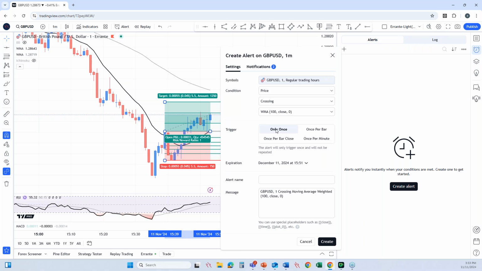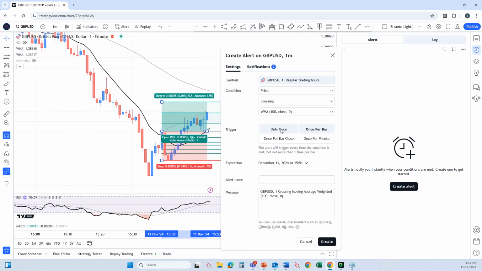You can also set the number of times you want to be notified. The alert can trigger only once and not be repeated, or you can choose that the alert will trigger every time the condition is met, but not more than one time per bar. It means if this bar hits the moving average and then is volatile around it, it's not going to bother you.